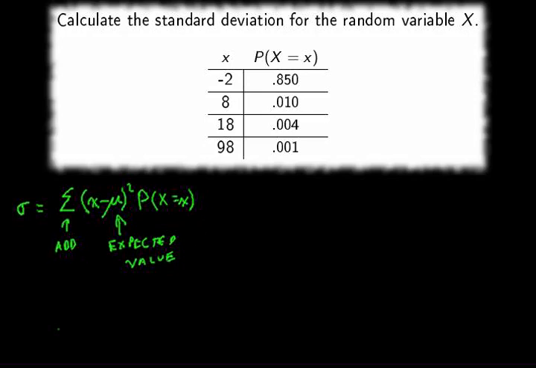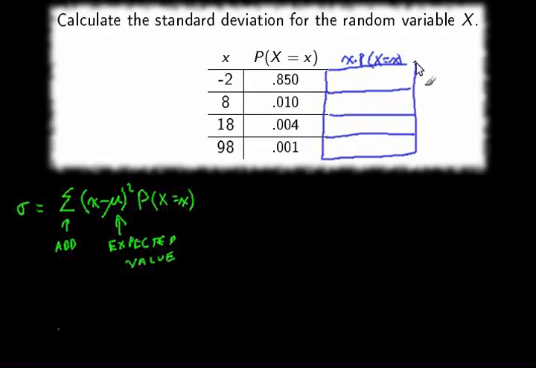And to make our life a little bit easier, I'm going to add a column here, and this is the x times p of x column. This will allow us to calculate mu, the expected value. So we take the first column times the second column. We have negative 2 times 0.85, that's negative 1.7.